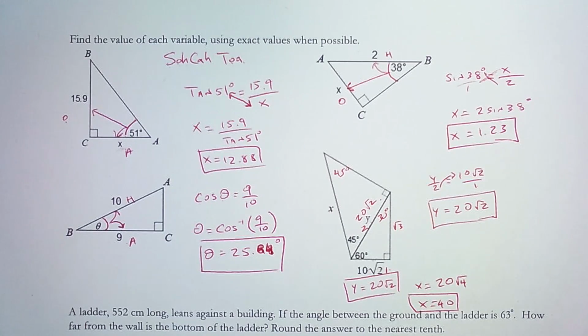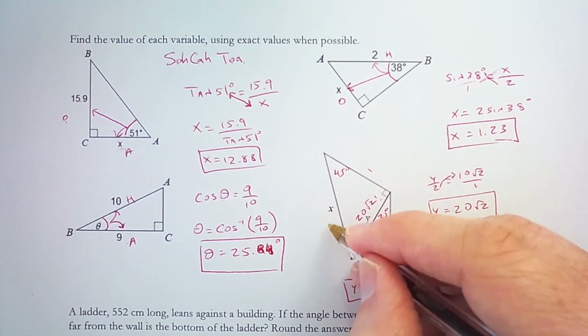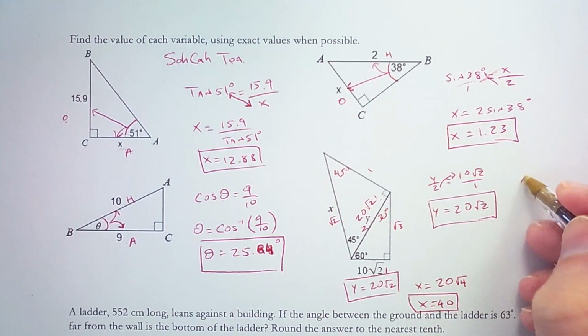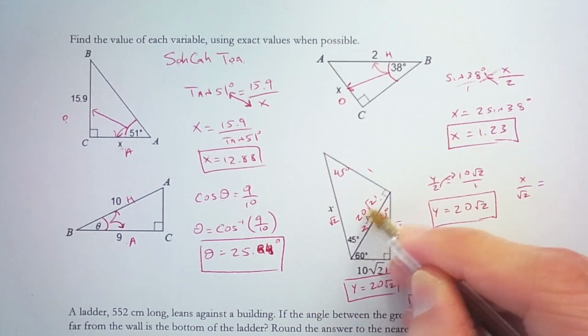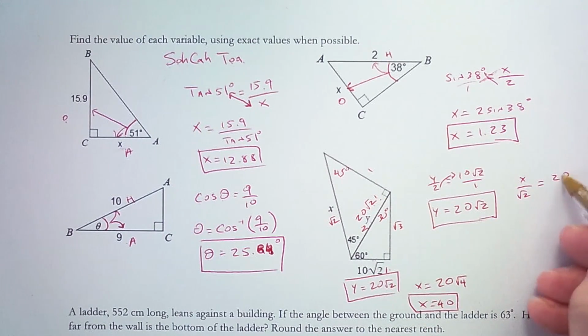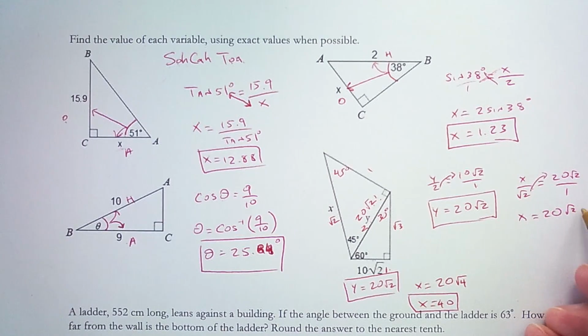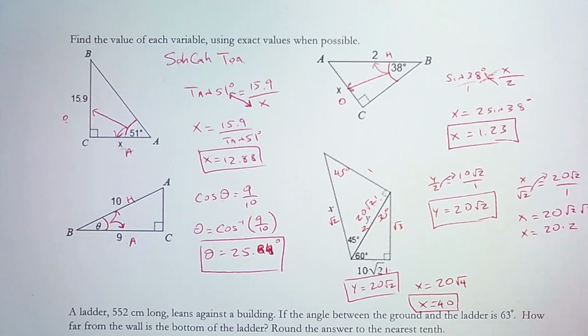Now, on a 45, 45, 90, the numbers are 1, 1, and square root of 2. So x is to the square root of 2, as 20 times the square root of 2 is to 1. So I multiply the square root of 2 across, and I get 1 times x, which is x, and 20 times the square root of 2 times the square root of 2. Square root of 2 times the square root of 2 is the square root of 4, or 2, so it's 20 times 2, so x is 40.